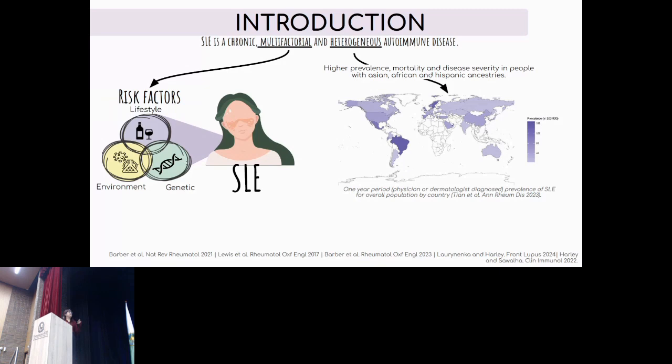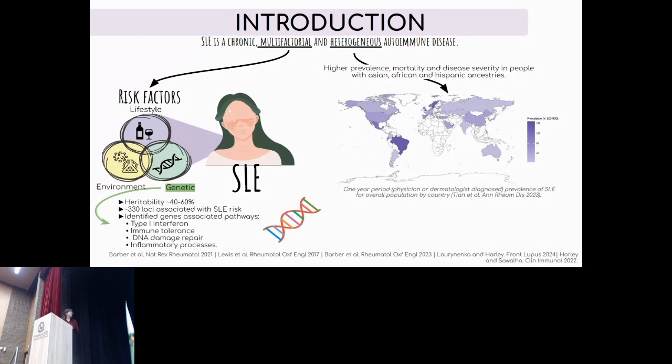So it has been reported that there is a higher prevalence, mortality, and disease severity in people with Asian, African, and Hispanic ancestries, such as us. In this map, we can observe, for example, Mexico, that's my country. It has a higher estimated prevalence per year in contrast with other countries. In this sense, genetic factors have been shown to have an important role in the development of lupus.